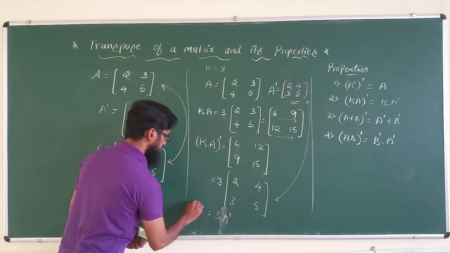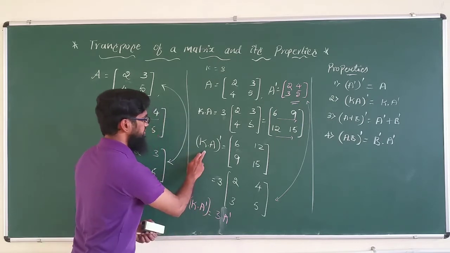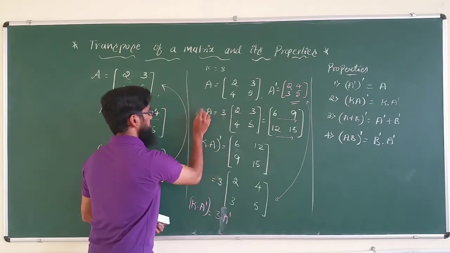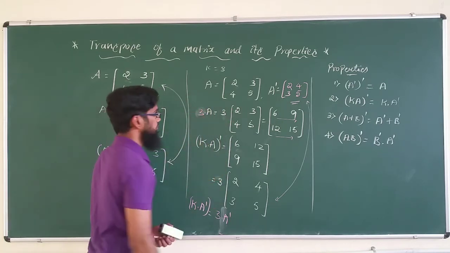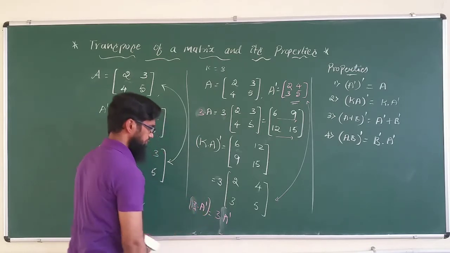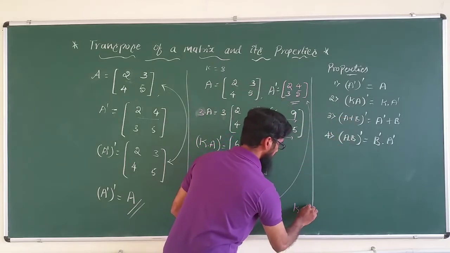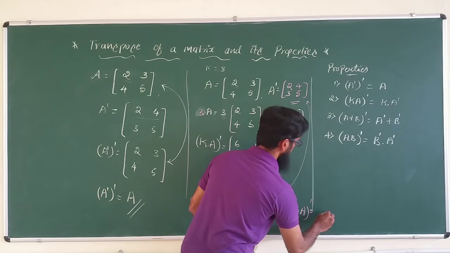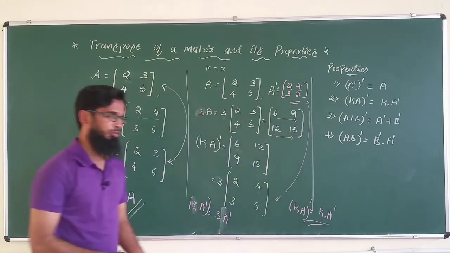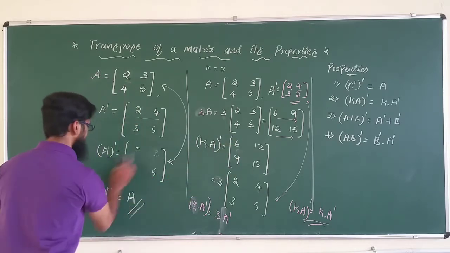So this indicates that this entire matrix I can write as a transpose. The left hand side part is K A transpose, where K is nothing but the 3 I took out, so it is 3A. So it satisfies that (K A) whole transpose is equal to K into A transpose. This is the second property of a transpose matrix.